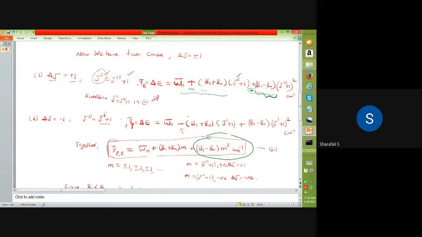But when you consider the P branch, we already have a negative sign here, and we have B1 minus B0. This term will become negative because B1 is less than B0. So this again becomes negative. In this case, we will have an effective increase in the separation. So the separation will increase in the P branch.